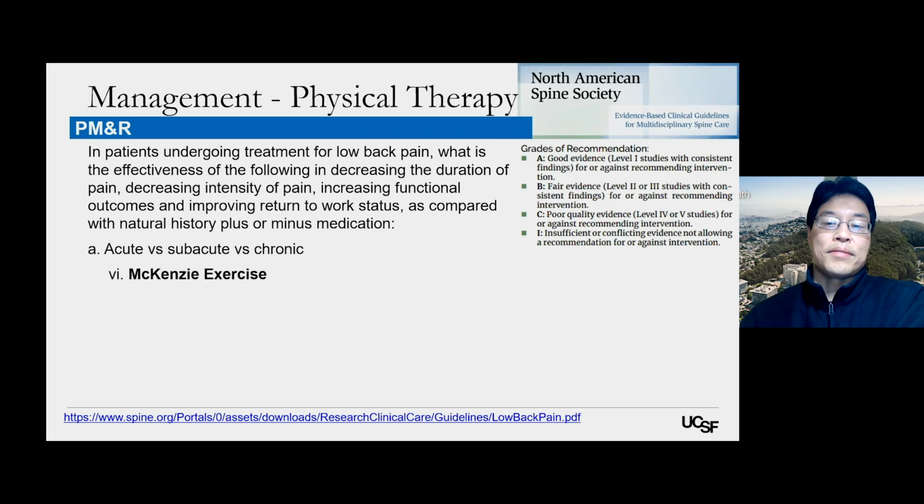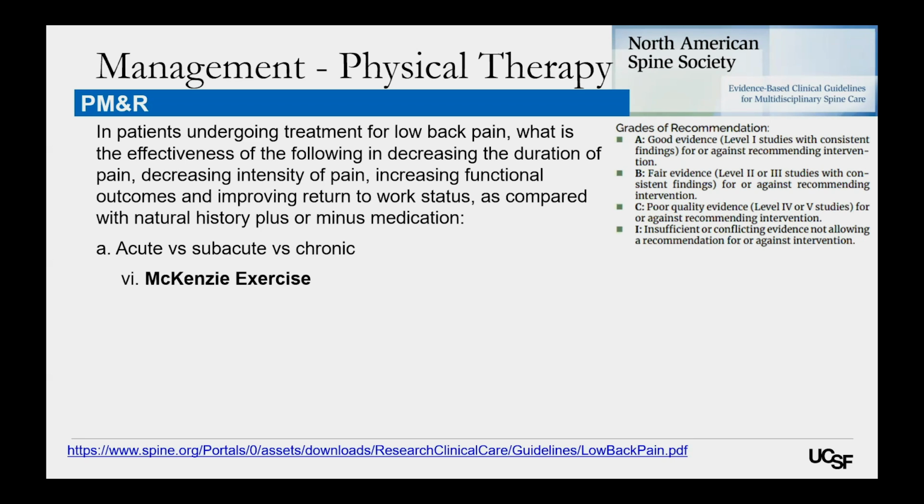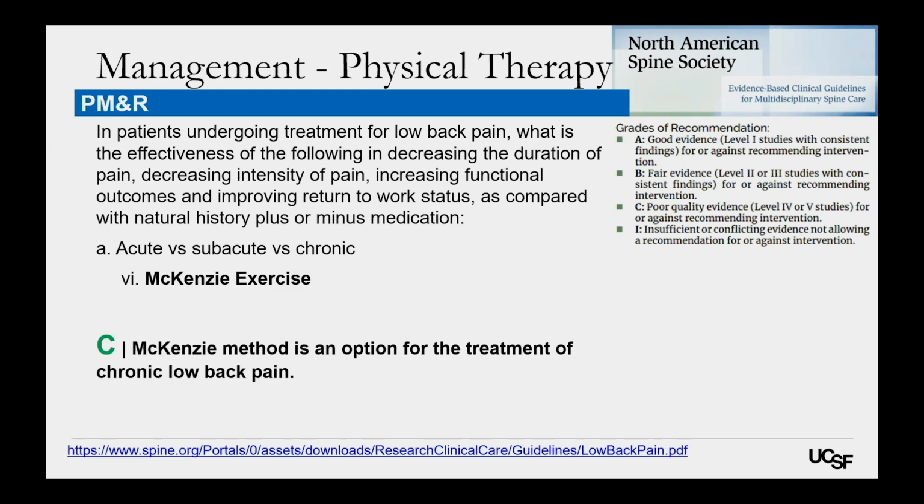How effective is the McKenzie method? The McKenzie method is a physical therapy approach developed in the late 1950s by a New Zealand physical therapist, Robin McKenzie, to diagnose and treat musculoskeletal conditions based on their clinical presentation and movement patterns and postures. The McKenzie method is an option for the treatment of chronic low back pain, labeled as C, so that is a suggestion. In the literature itself, the McKenzie method has been shown to have moderate evidence for acute low back pain, but it has been shown to make moderate to no difference for chronic low back pain.